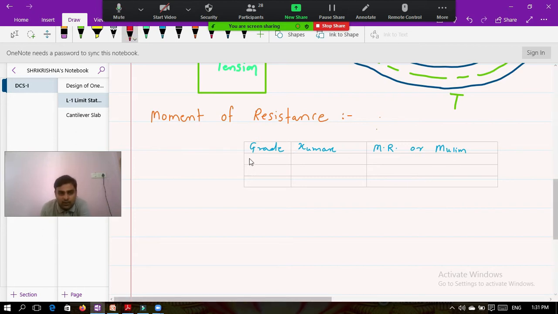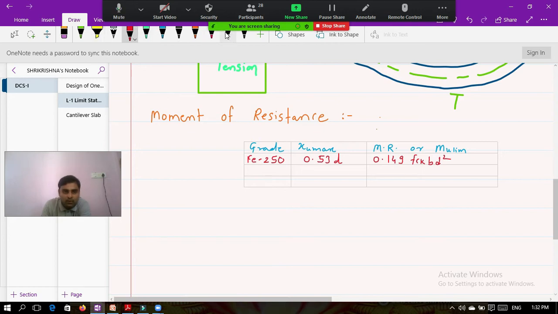Now if we see grade of steel, if we take Fe 250, then the value of XU max is 0.53D, where small d is the effective depth of the section, and the moment of resistance for that is 0.149 FCK BD square. We are already using this in the slab. This is for Fe 250.